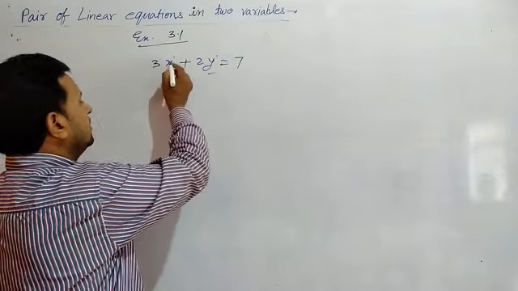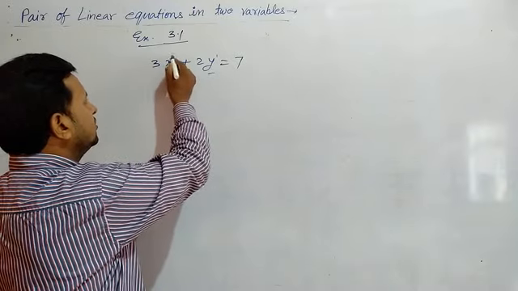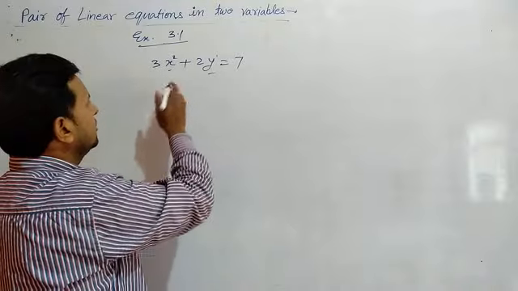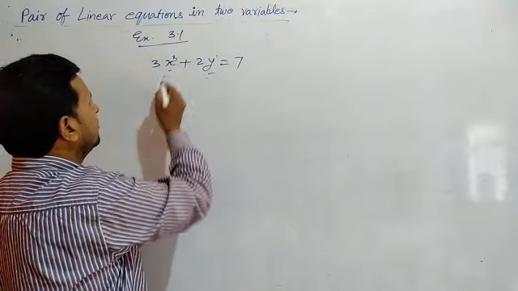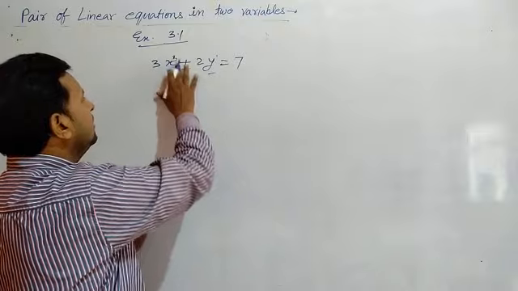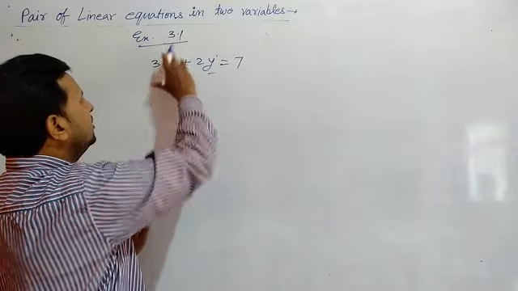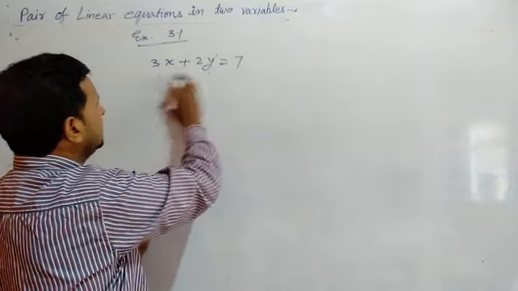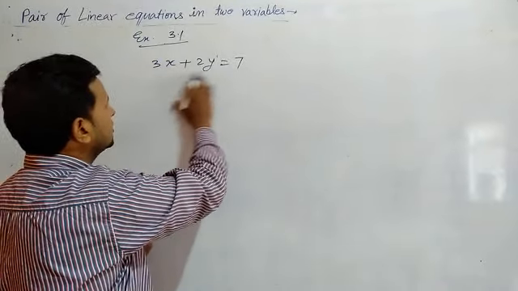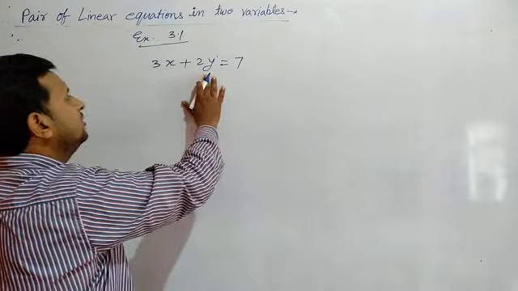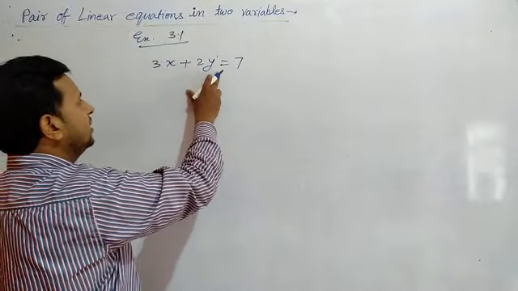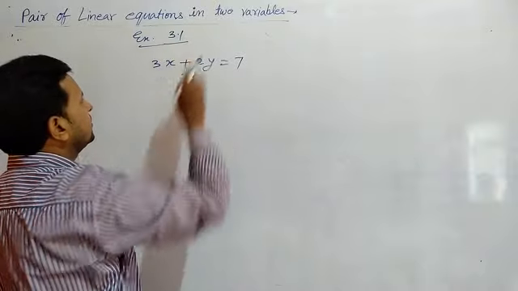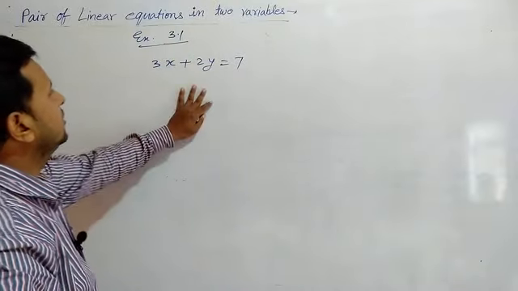If its highest exponent is 2, then it is a quadratic equation. Okay, quadratic equation. If you have 3, meaning cube, this is a cubic equation. Okay, but we have to study linear equations here. It means in the given equation, the highest exponent of the variable should be only 1. So it is a linear equation.